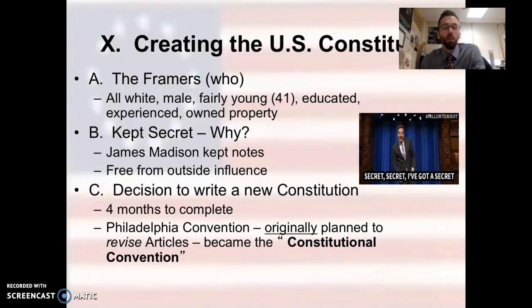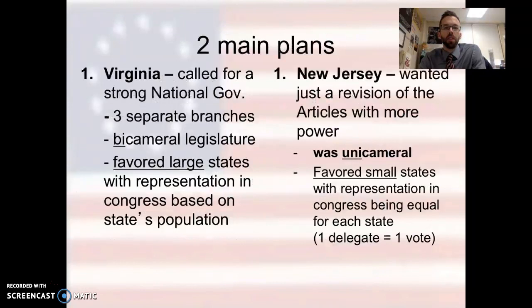So they met for about 4 months in Philadelphia. Originally, they talked about, let's just change the Articles of Confederation. Nope. They're going to go and completely scrap it at the Constitutional Convention, 1787, and they come out with a brand new Constitution. Now, some of the issues that are going to be the biggest issues at this convention is who gets the power.